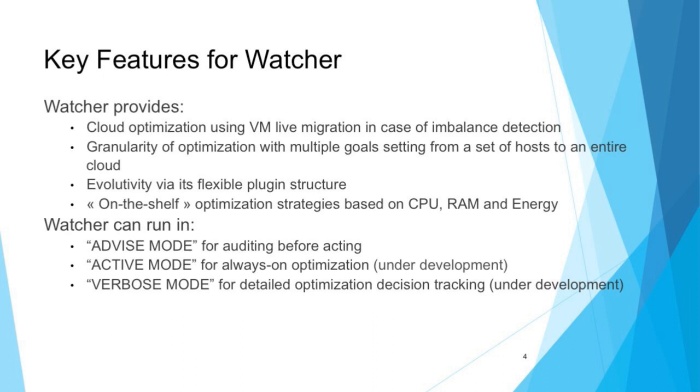So Watcher can run in several modes. You can imagine that you want to optimize your cloud, and the first thing you want to do is just figure out how bad is my TCO, or how badly balanced is my cloud currently. And so you can trigger Watcher to come back with an action plan where it says, if you move this VM over here, you would actually meet this SLA.